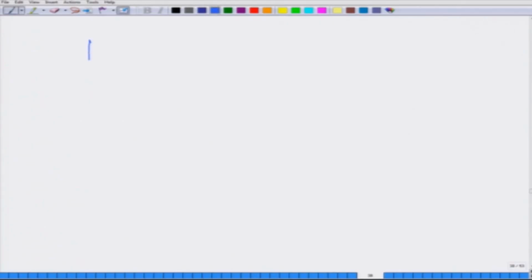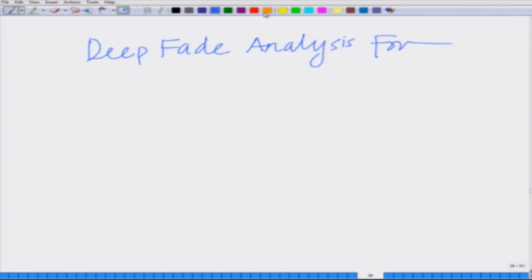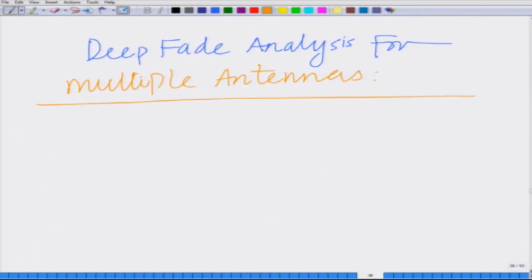And to do this, we would like to use a deep fade analysis. So, we would like to look at a deep fade analysis similar to the single antenna scenario. We would like to look at a scenario of deep fade for a multiple antenna system.